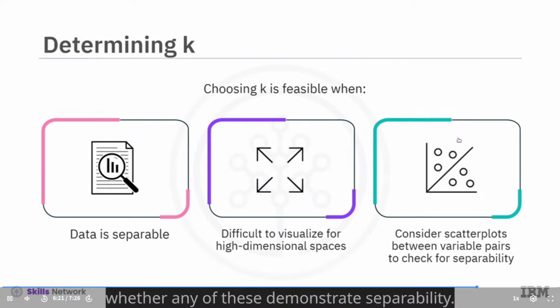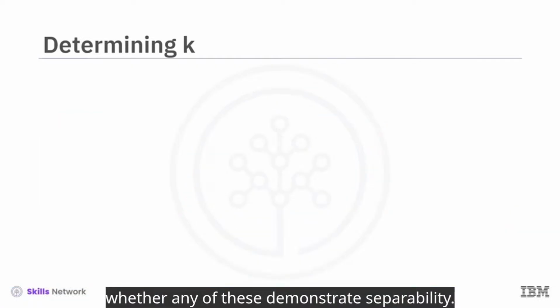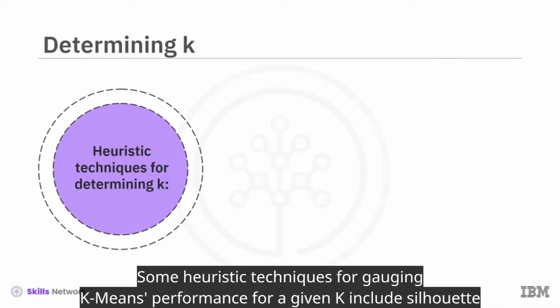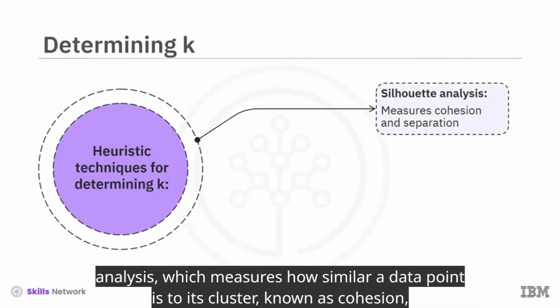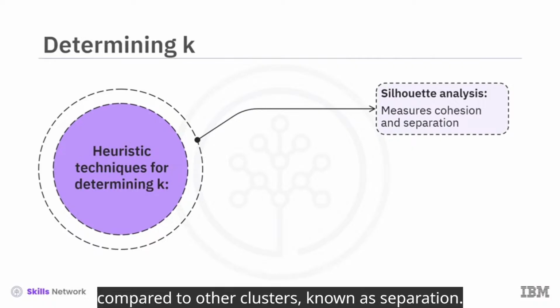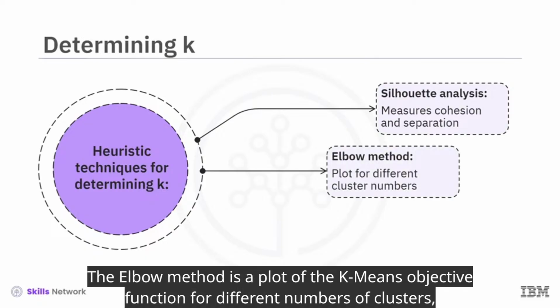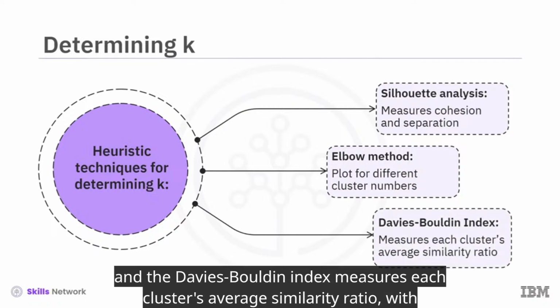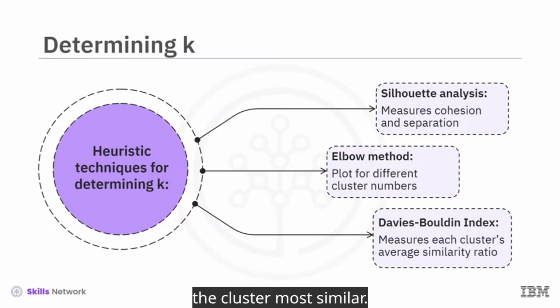to see whether any of these demonstrate separability. Some heuristic techniques for gauging k-means performance for a given k include silhouette analysis, which measures how similar a data point is to its cluster, known as cohesion, compared to other clusters, known as separation. The elbow method is a plot of the k-means objective function for different numbers of clusters, and the Davies-Bouldin index measures each cluster's average similarity ratio with the cluster most similar.